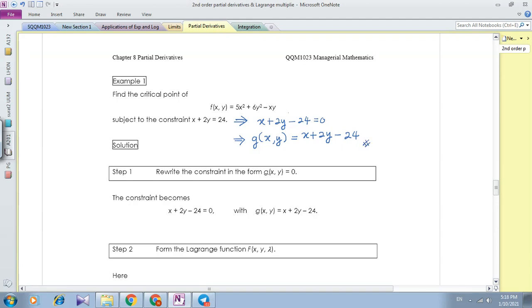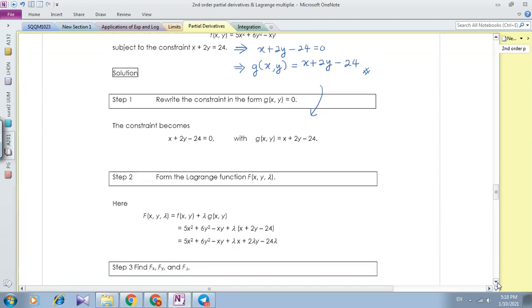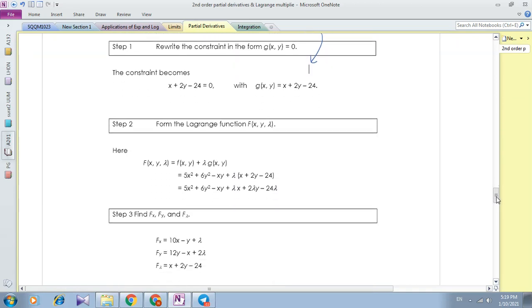All right. And then, okay, this is step 1, the same as here. Then form the Lagrange function. Form the Lagrange function: f(x, y) plus lambda g(x, y). Okay, the whole thing here is f(x, y) plus lambda times g(x, y).